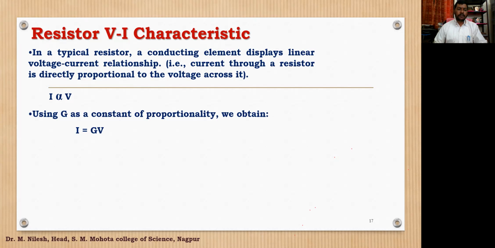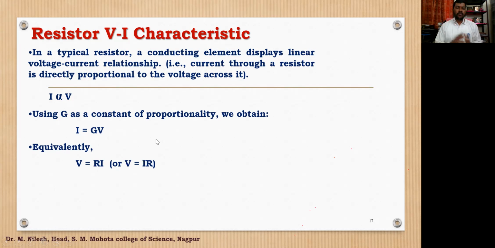And if we are using a proportionality constant, then we put G as the proportionality constant. In some cases, we put it like R, right? Equivalently, this is called V equal to R into I, right? So this R is called the resistance. And we say that V equal to IR. Now this is called Ohm's law, right?